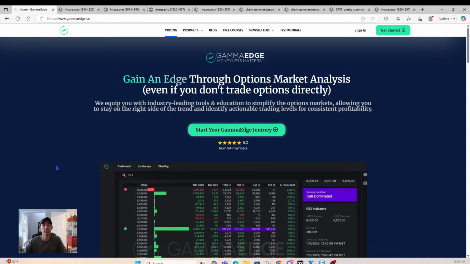As always, we're going to cover our three pillars: sentiment, structure, and trend, as well as talk about individual equities for today that are around key Gamma Delta levels.